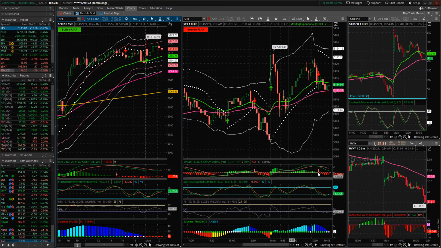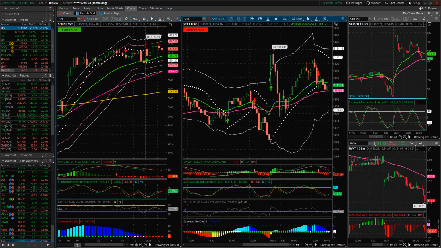All right, so now MACD, we're starting to get a little bit of a reversal here on MACD. You're getting stochastic momentum starting to head up. You're getting RSI starting to head up. Doesn't have to be overbought or oversold. It just needs to be moving in your direction. Squeeze momentum's down.